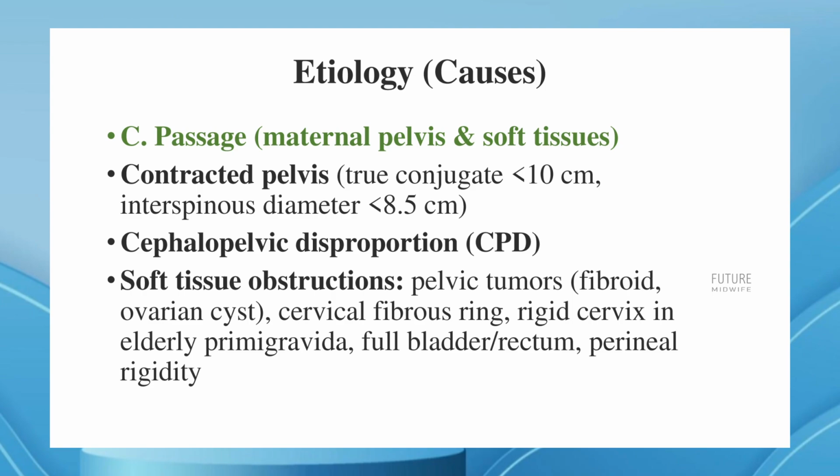The third one will be soft tissue obstructions such as pelvic tumors, cervical fibrous ring, rigid cervix in elderly primigravida, full bladder or rectum and perineal rigidity. So these are the causes of prolonged labor on the basis of 3 P's.